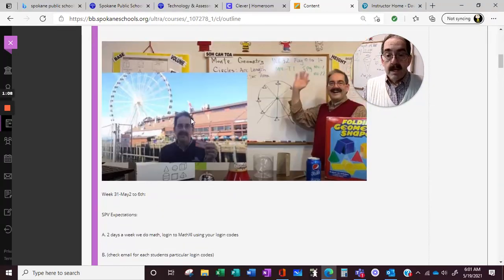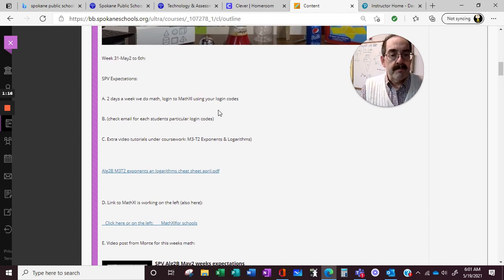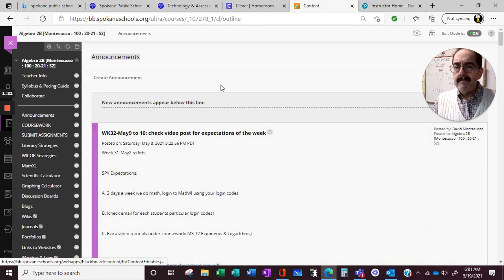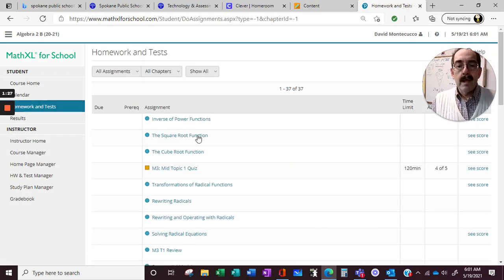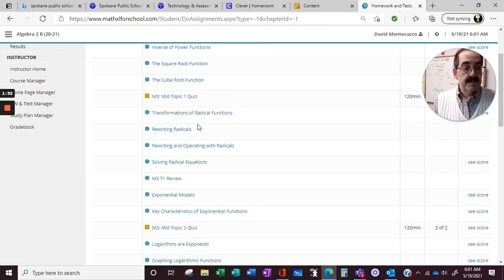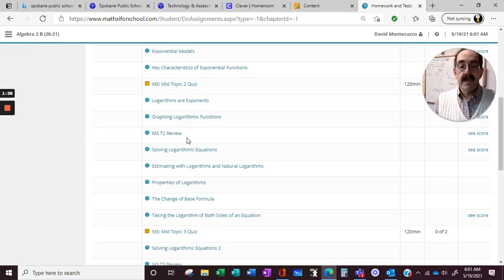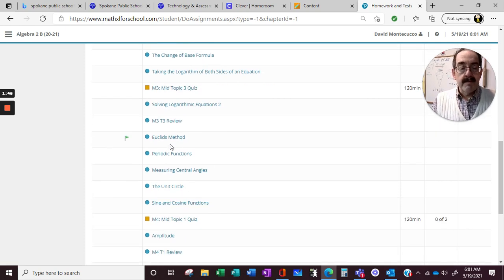Now this week, you're going to find the exponent logarithm cheat sheet plus another cheat sheet for the kids that are just moving right along and they're getting into periodic functions. Okay? All right, so let's get started on Mathxl. Homework and tests. All of you are through the square root function and transformations of square roots, and some of you are in exponents, some of you are in logarithms, and then, like I said, I'll make another video for these advanced ones down here for properties and base and the periodic functions.